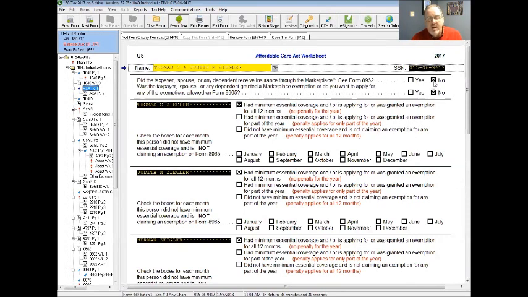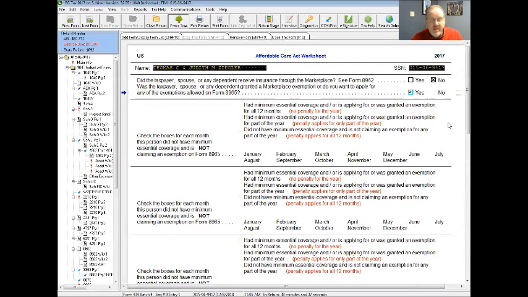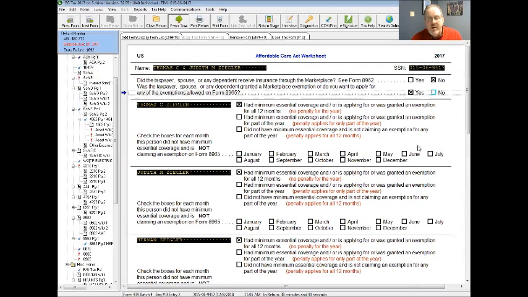So, we are going to say to them that they did not have it through the marketplace, but we're going to get them an exemption. And so I'm going to talk about the form there, okay? Now, if I have an exemption and I can account for all 12 months, I want to realize that means they had coverage or an exemption, and we accounted for all 12 months. If we can only get the exemption for part of the year, we'll use this one. If they didn't have insurance at all, then we'd have this one, okay? So we have all of that, okay?